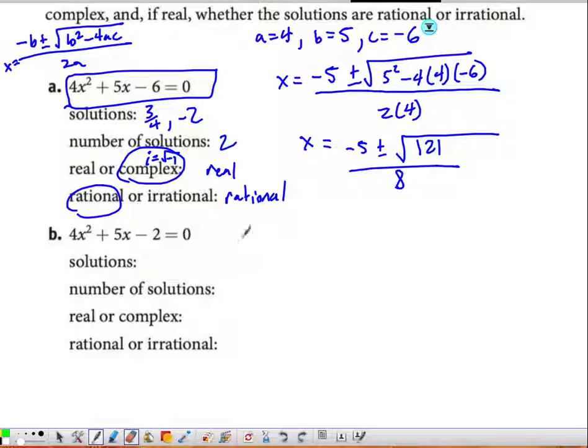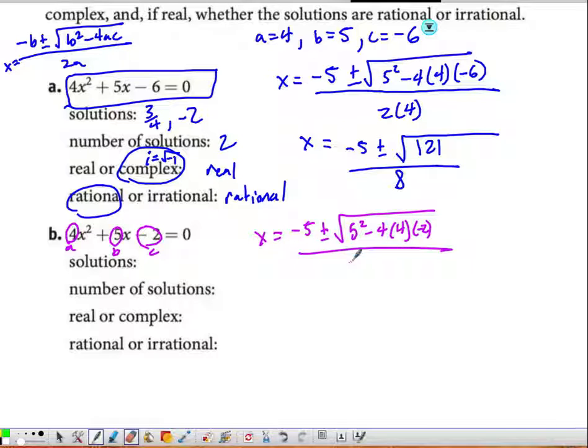Okay, so here, again, we want to use the quadratic formula. Notice that this is A, this is B, and this is C. So if we go ahead and plug it in, let me use a different color here. This is A, B, and this is C. So plugging it in, we get -5 plus or minus the square root of 5 squared minus 4 times -2 all over 2 times 4.